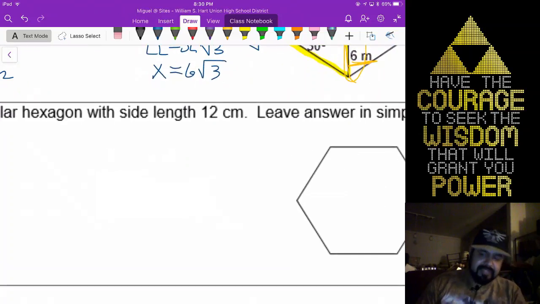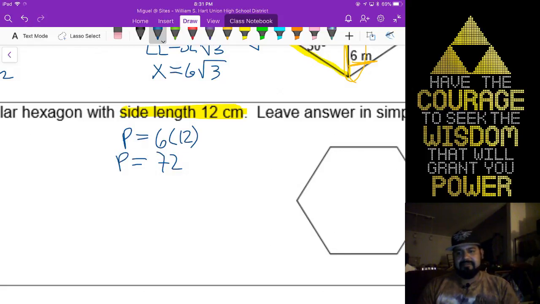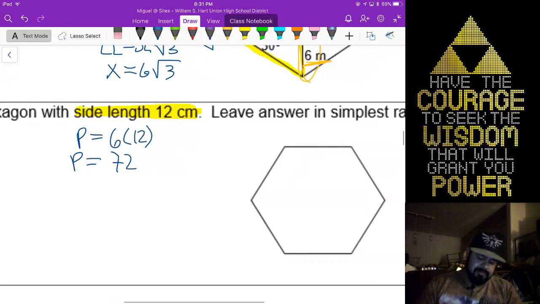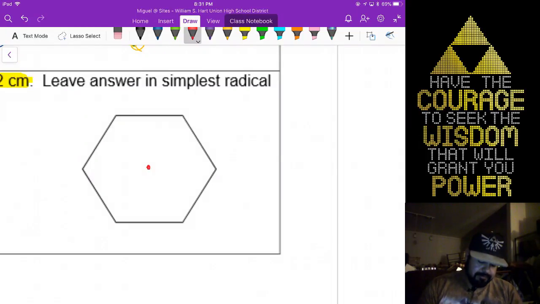Okay. So each side of our hexagon has a length of 12. So right away, Charmaine, I can go ahead and say that my perimeter is equal to the 6 sides that I have times 12, which is 72. Yay! Now we just have to find the apothem. So, here we go. Apothem's right there. I'm going to want to create a triangle.